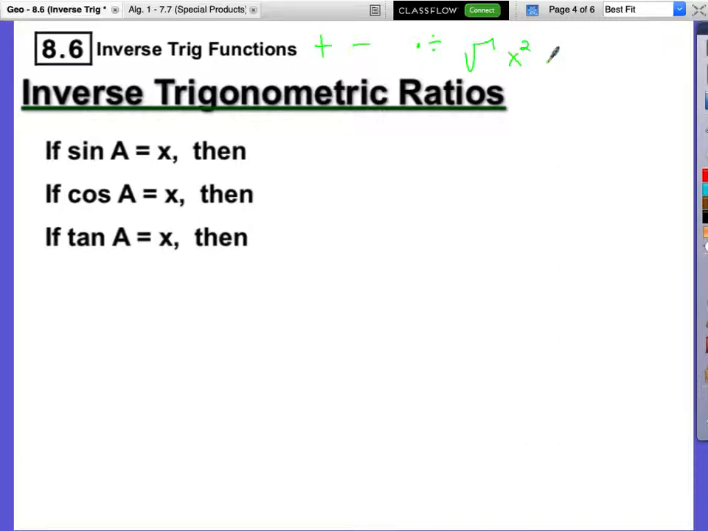So that's the same idea with these inverse operations. When we take the inverse operations, they undo each other, and we're back to what we originally had. So the same thing is true for inverse trig functions. All of our trig functions are sine, cosine, tangent that we learned last week. We have inverse functions for those as well that will undo them and leave us with just the angle. So this is how we get the angle by itself. If sine of angle A is equal to x, then the inverse sine of x is equal to angle A.